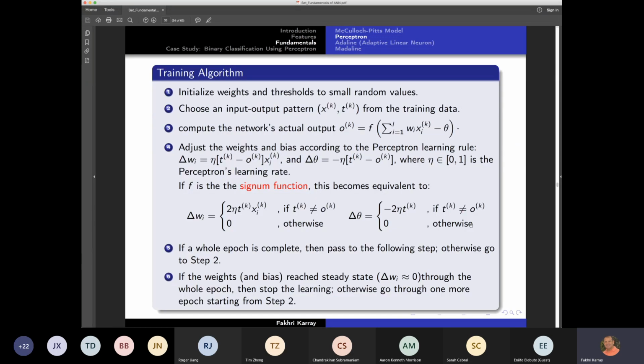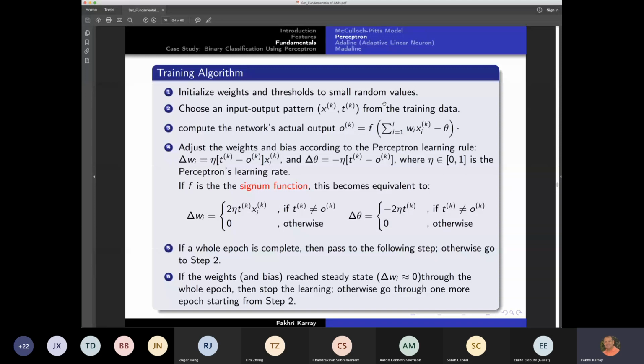So this is the training algorithm of the perceptron. I don't want you to be scared of this set of steps, but we have only 5 to 6 algorithms in the connectionist model. This is one of them, and this is one of the original algorithms. This algorithm says that you initialize the weights and the threshold to small random values.